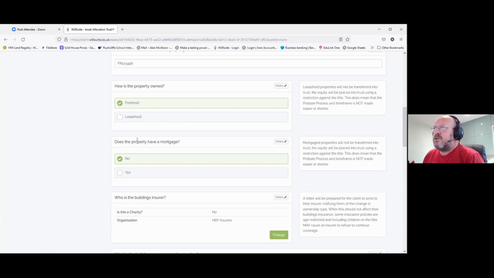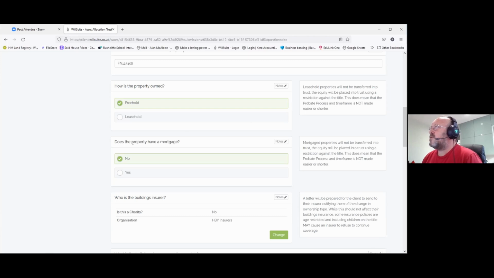Now, we can do properties with mortgages, but if it's got a mortgage or an equity release or anything of that type, all we can do is put a restriction on the property, which means that the probate will not be easier, but you still get the trust protection side of things.